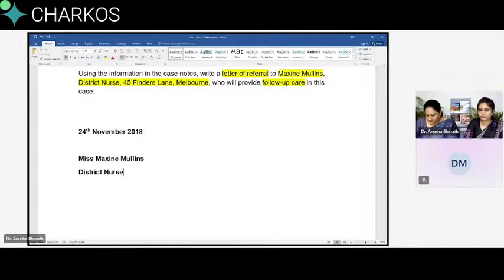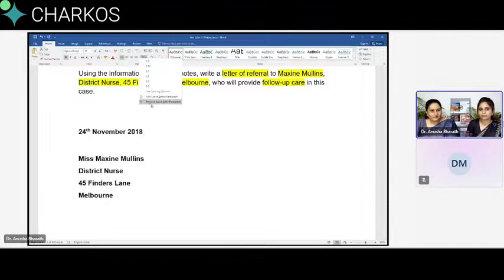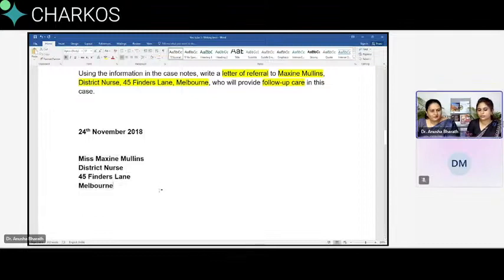District Nurse, address: 45 Flinders Lane, Melbourne. If you see, we haven't placed any punctuation mark here and you're not leaving any space in between the lines. All right, so this is how the block should look, perfectly indented to the left.